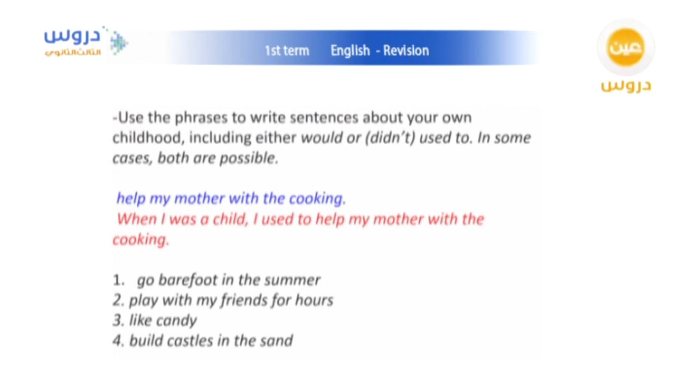Thank you all. So it's a simple exercise. Just use the phrases to write sentences about your own childhood, what happened in your childhood, including either would, you can use would here, or didn't use to. In some cases, both are possible, so we can use both. Go barefoot in the summer. Who can try, brothers and sisters, to complete this for us, please?